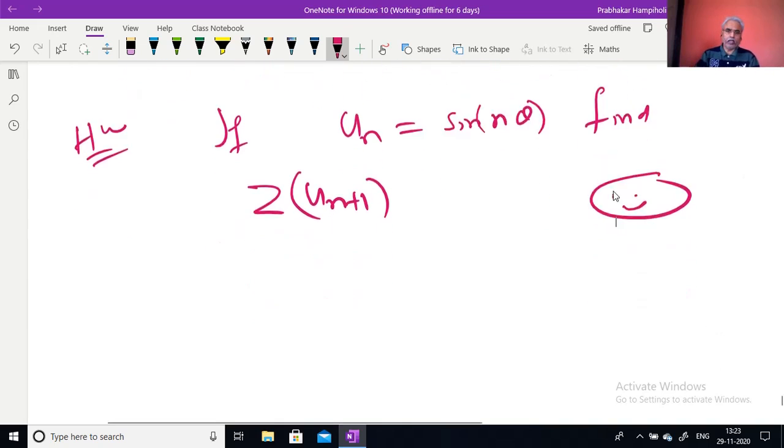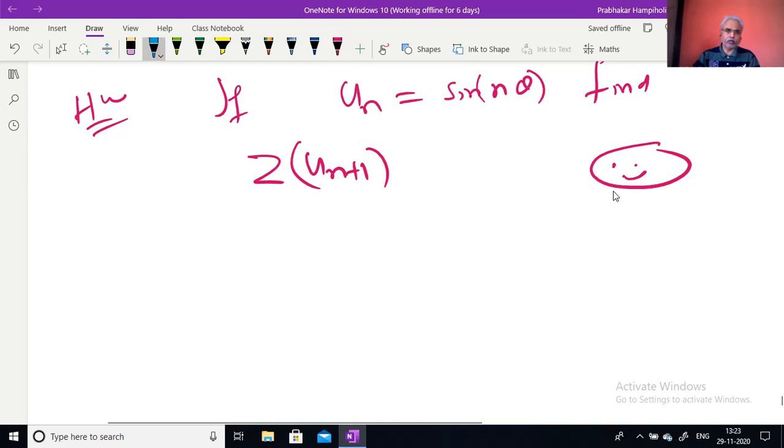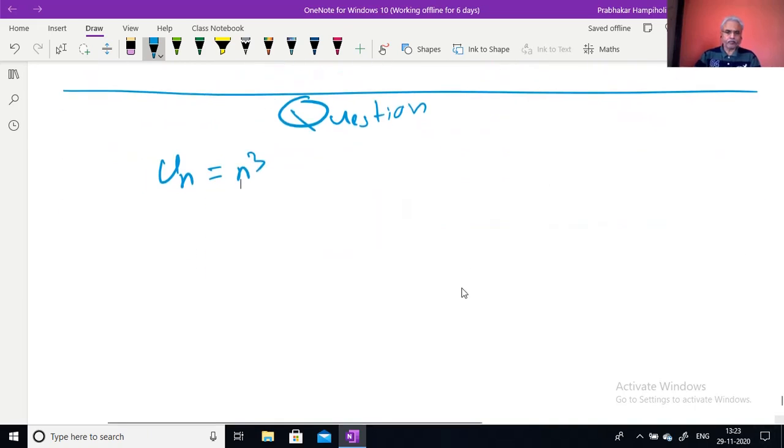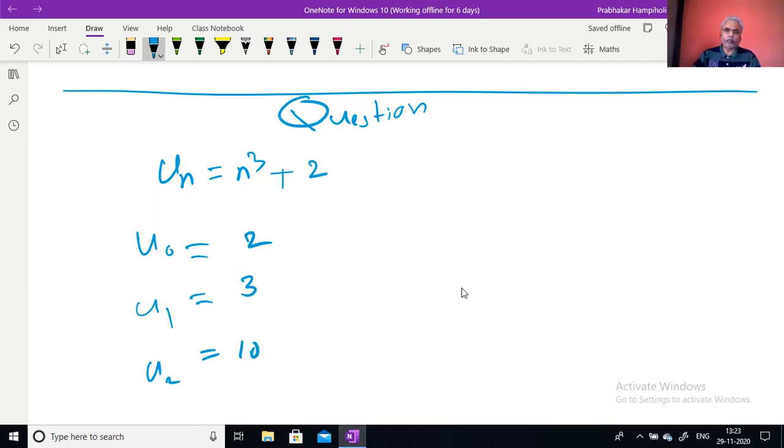Dear students, I'll end this by asking a small question, and that will become the first part of the next lesson. Given u_n equal to, for example, n cube plus 2, you can go on finding u0, u1, u2, u3, because you have to go on substituting n equal to 0. 0 plus 2, 1 cube plus 2 is 3, 2 cube is 8 plus 2 is 10, and so on.